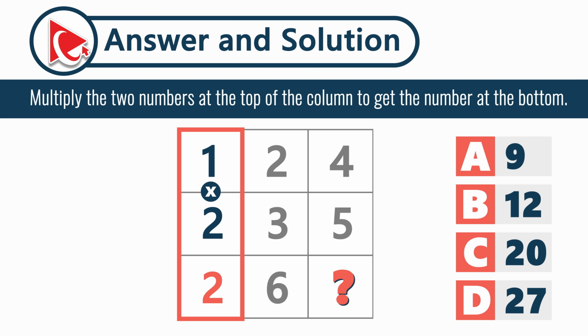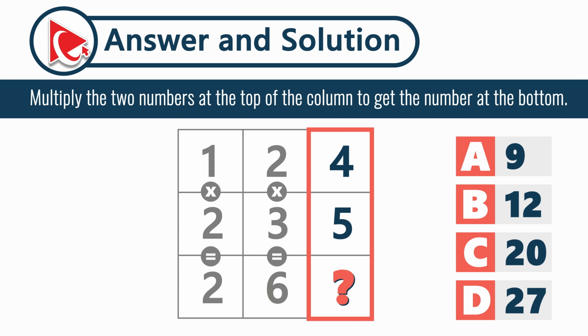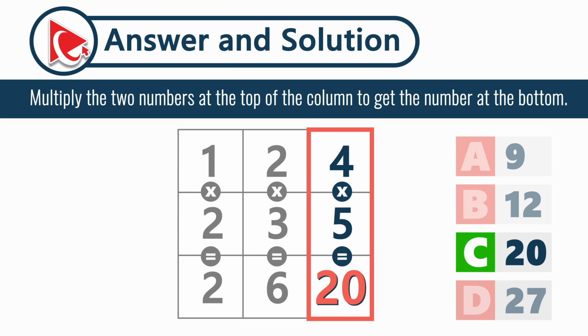1 multiplied by 2 equals 2. In the second column, 2 multiplied by 3 equals 6. And I think you know what the missing number is, don't you? 4 multiplied by 5 equals 20. And the correct answer here is choice C, 20.